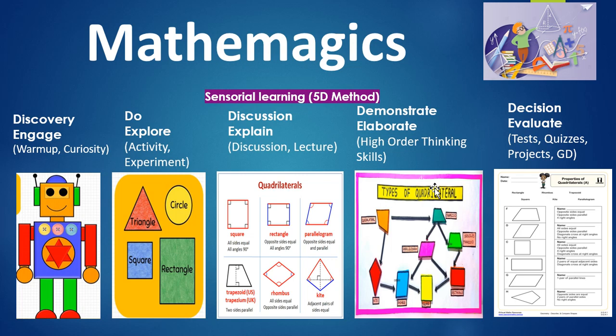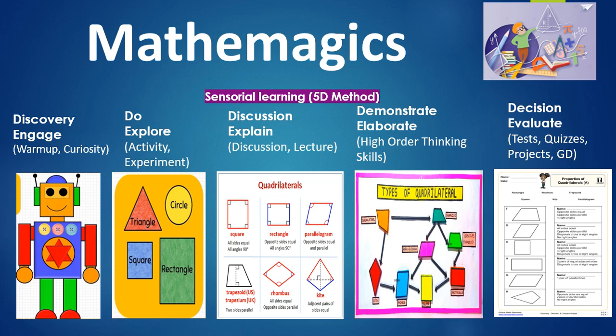And the last one is the decision or the evaluation, that can be a test, quiz, project, or GD. Here I have attached one sample worksheet, so the student will get to know what he has learned and how much success he has had. Obviously, after it is evaluated by the teacher, the teacher will get to know how successful the teaching learning process is, and the student will get to know how much he has understood from the topic. So this is the sensorial teaching 5D model. This is one example I have given.